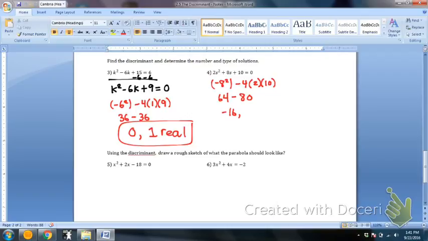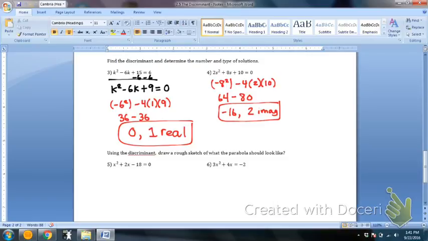Are you guys getting negative 16? Yes. Okay, Patrick, what kind of solutions do we have? 2 what? Imaginary. Good. 2 imaginary. Or 2 complex. I don't really care which word you write.